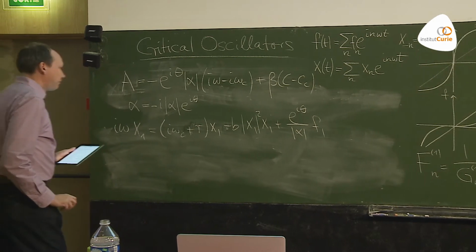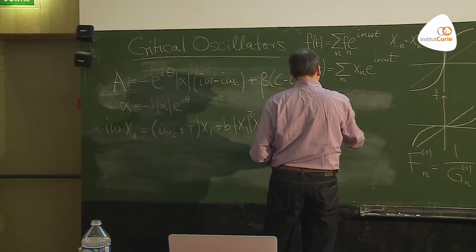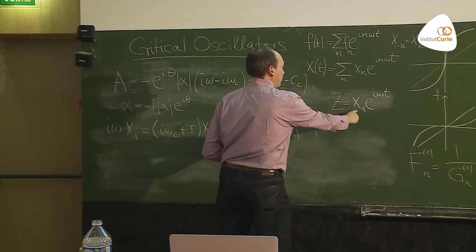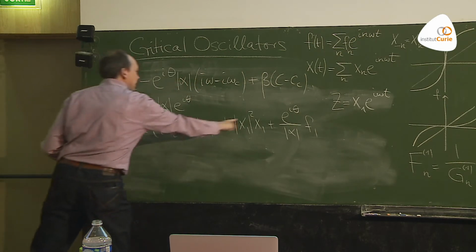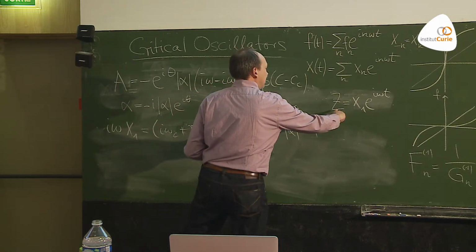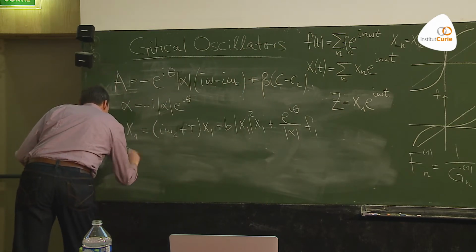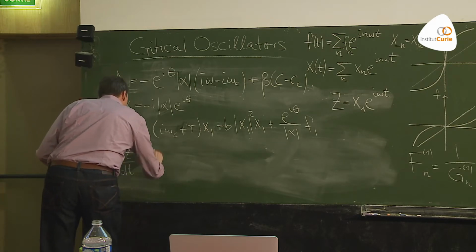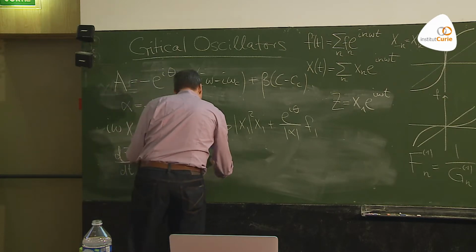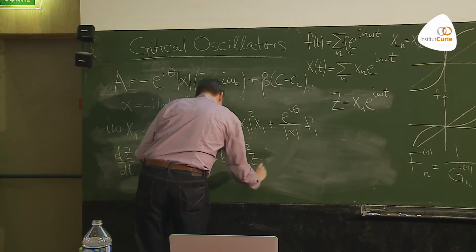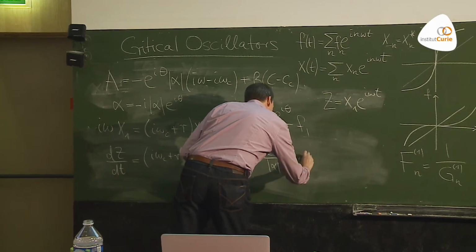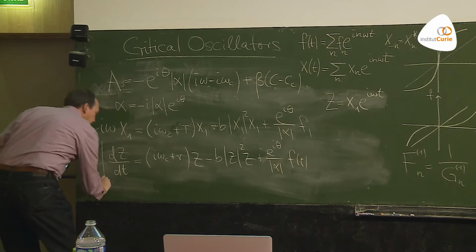So it's the same equation, but now if we introduce a complex variable z, which is time dependent, and write it as x1 e to the i omega t, so that's our mode amplitude, then we can interpret this as a dynamic equation for z. The i omega x1, I can interpret here as a dz dt term, equals i omega c plus r z minus b z squared z plus e to the i theta over modulus alpha f of t. And that is what is called the normal form near a Hopf bifurcation.